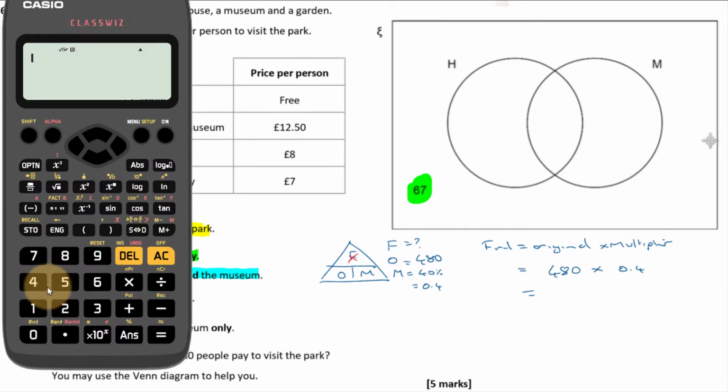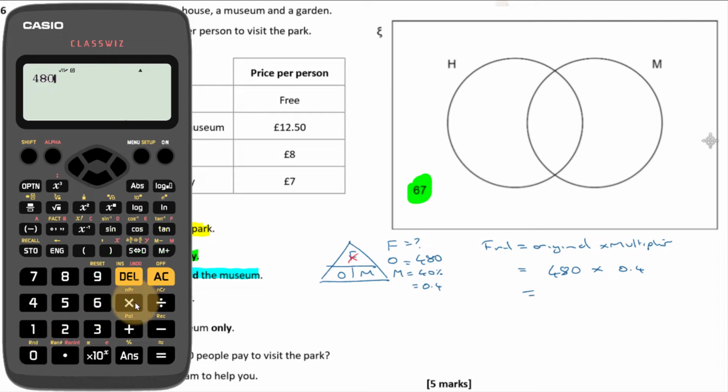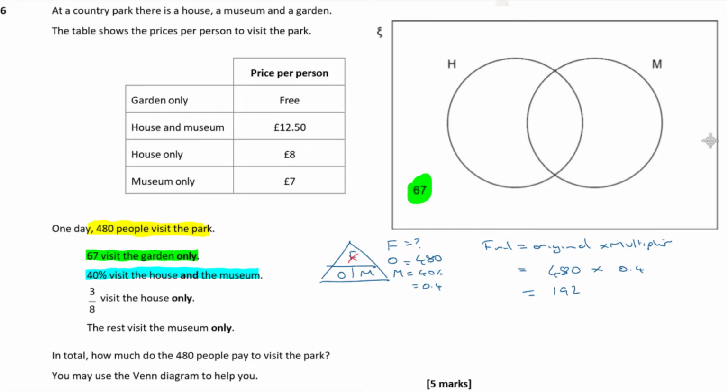480 times 0.4. That comes out to be 192. Okay, so remember that was the people that were house and museum. And on the Venn diagram then, they're the people who belong in the middle then, aren't they? So that's 192 in there.